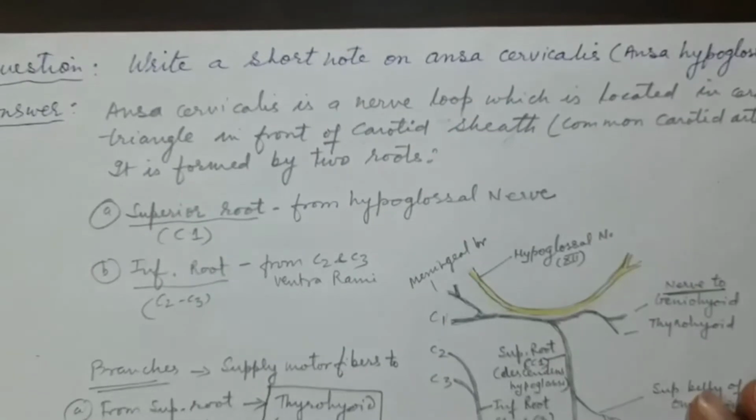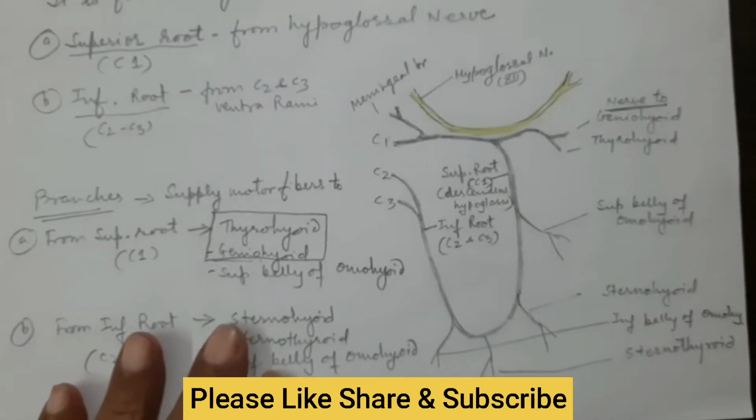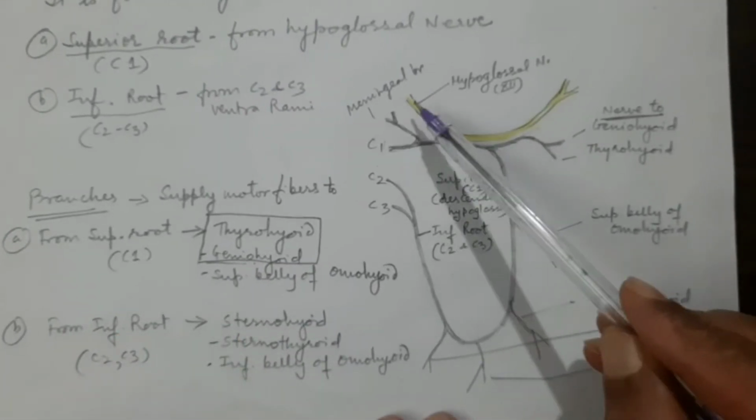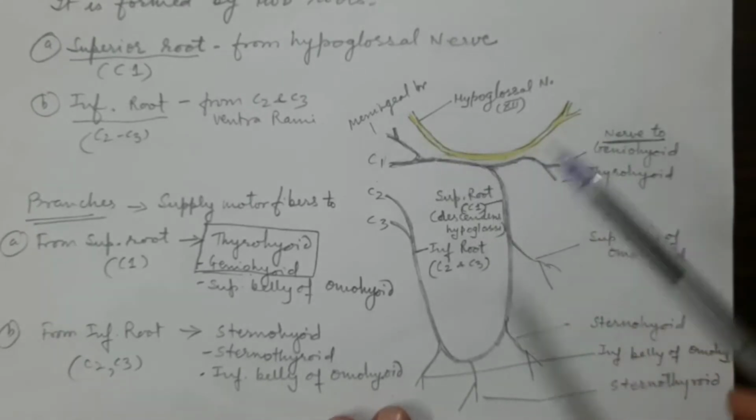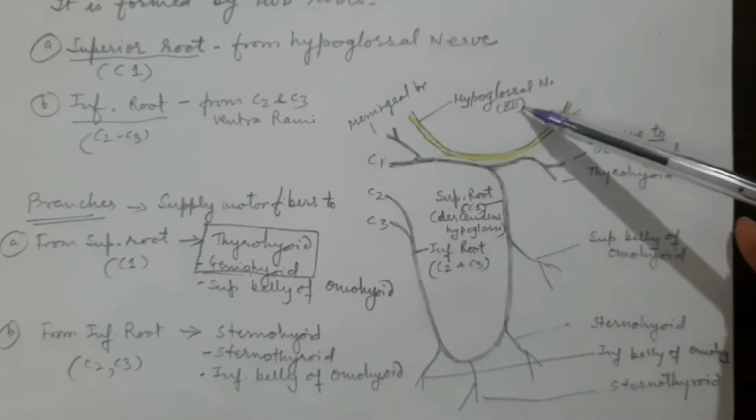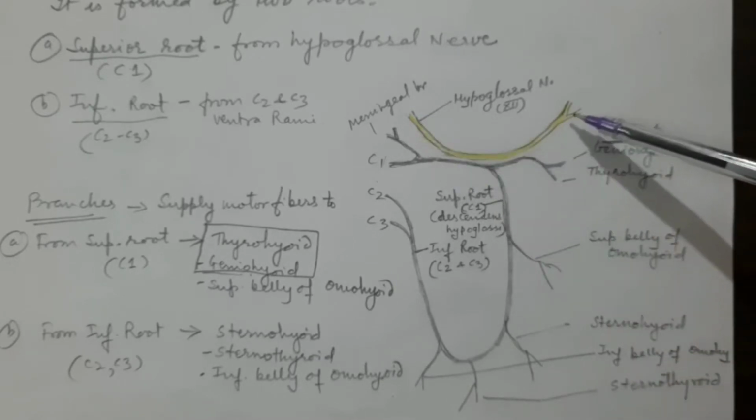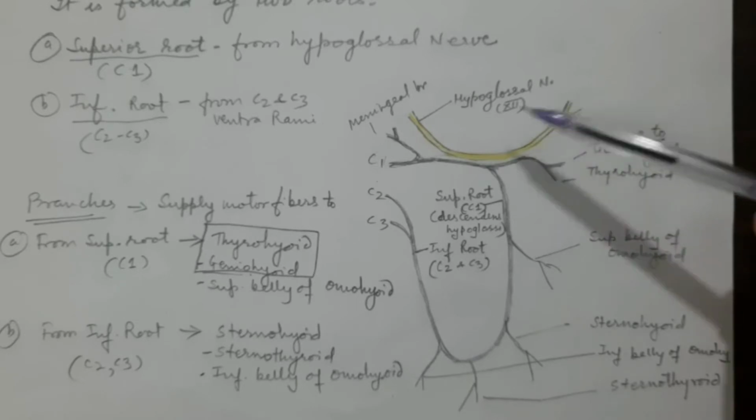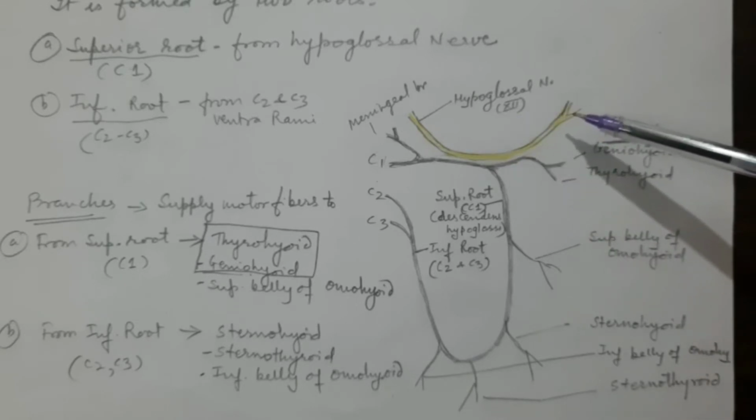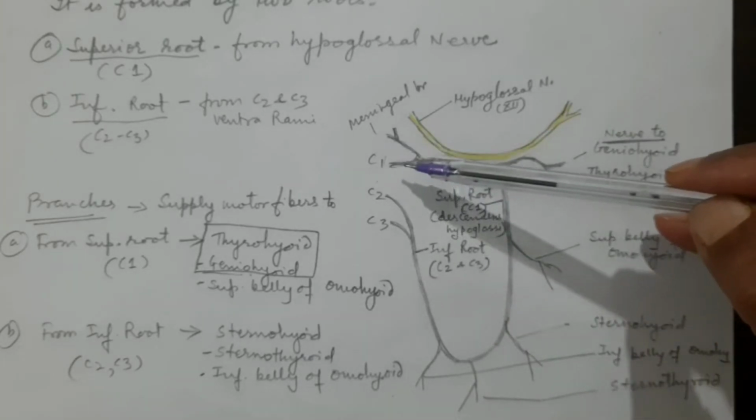Before I go to the description of this Ansa cervicalis, let us first see this diagram. In this diagram, in this yellow color, what I have drawn is the hypoglossal nerve, which is the 12th cranial nerve, and it is motor, and it goes to supply the skeletal muscles of the tongue. So this is the motor nerve for the tongue musculature.